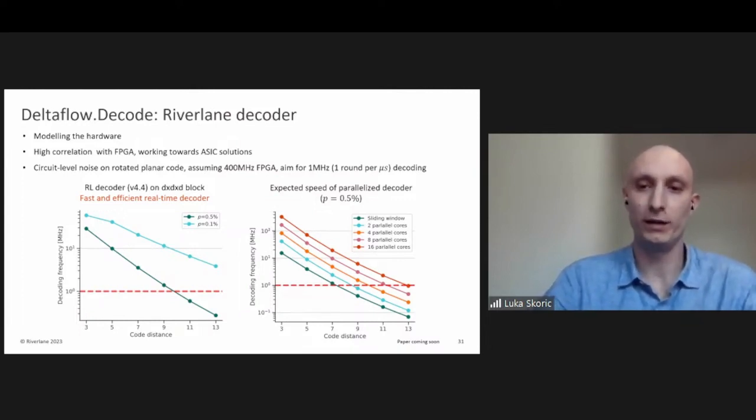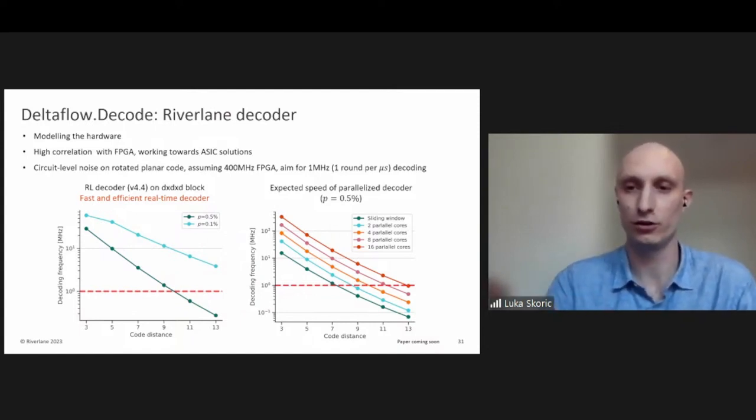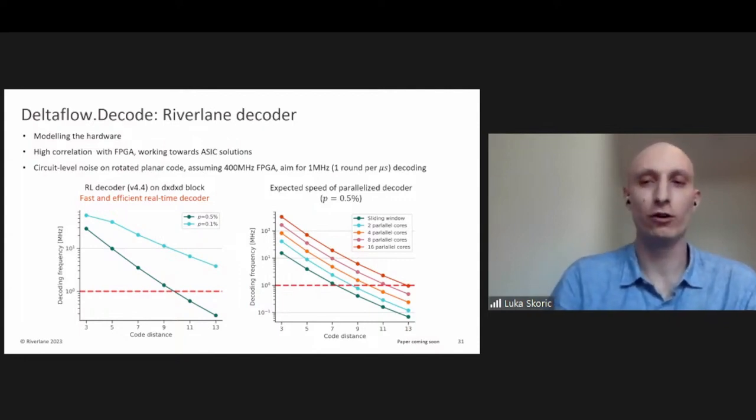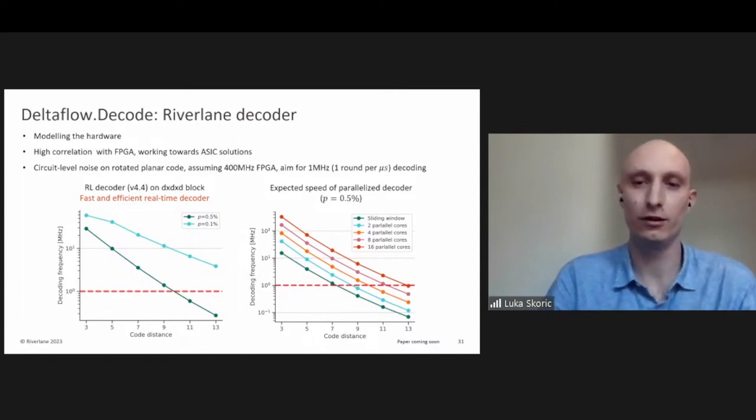And using the parallel window method over multiple cores, we can scale to much larger code sizes, even on noisy hardware. So on the right, we see that even with a pretty large circuit level noise rate, with a modest number of 16 cores, we can get to distance 13 with no significant issues. So therefore, at Riverlane, we're confident we can support real-time decoding of near-term quantum hardware, and we are able to scale as the hardware improves and the number of qubits increases.